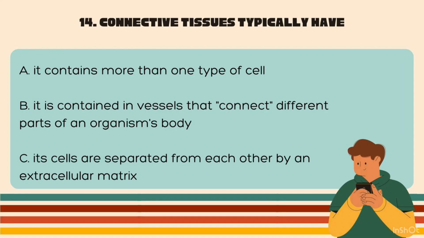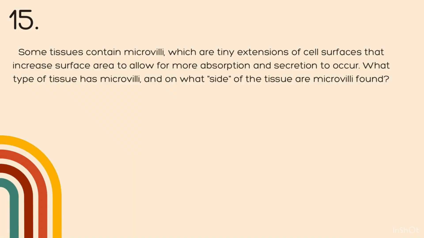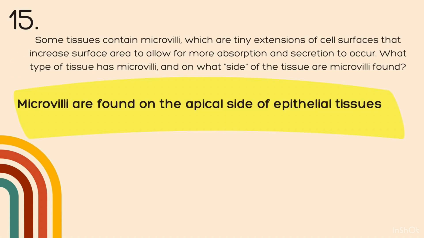Number 14. Connective tissues typically have C, its cells are separated from each other by an extracellular matrix. Number 15. Some tissues contain microvilli, which are tiny extensions of cell surfaces that increase surface area to allow for more absorption and secretion to occur. What type of tissue has microvilli, and on what side of the tissue are microvilli found? The answer for this is going to be microvilli are found on the apical side of the epithelial tissue.